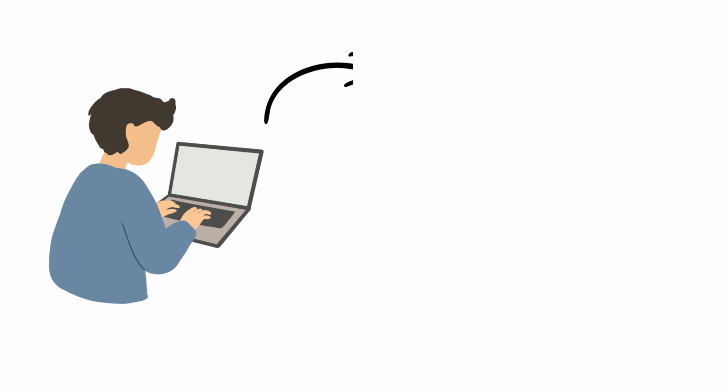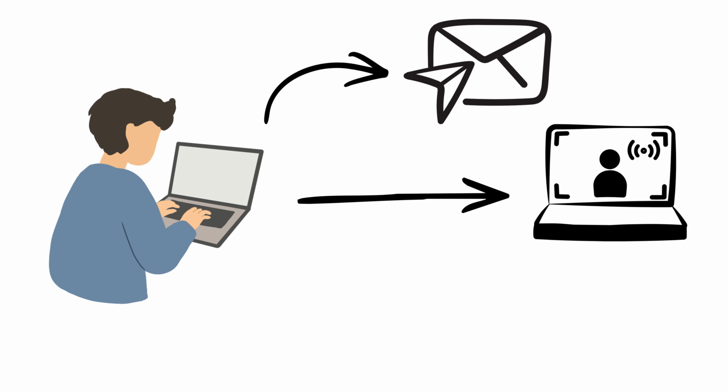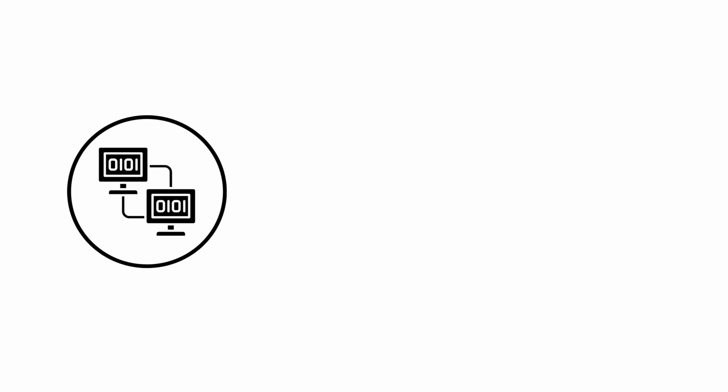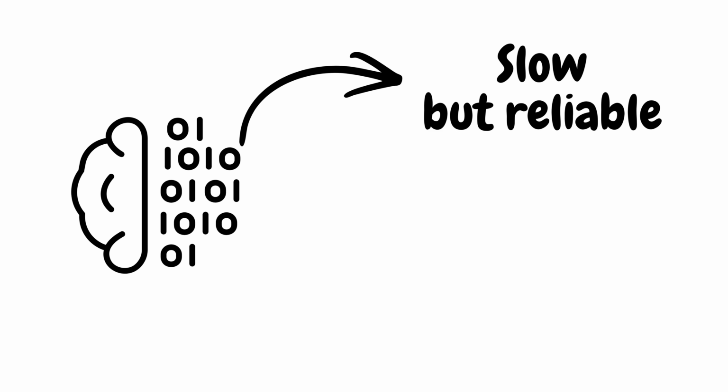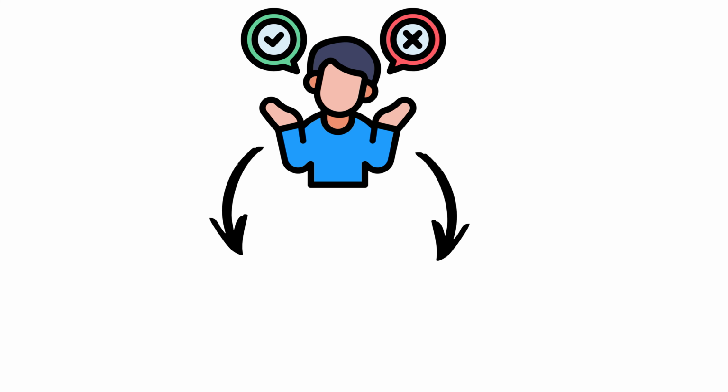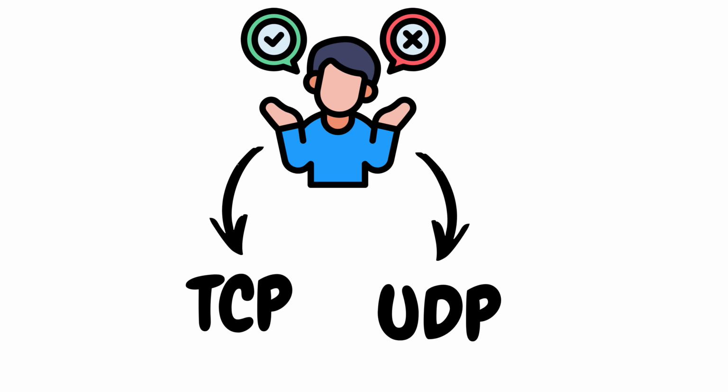Every time you send a message, stream a video, or join a call, your data travels across the internet in milliseconds. But here's the truth, not all data travels the same way. Some data is slow but reliable, other data is fast but risky. And this decision is made by two protocols, TCP and UDP.